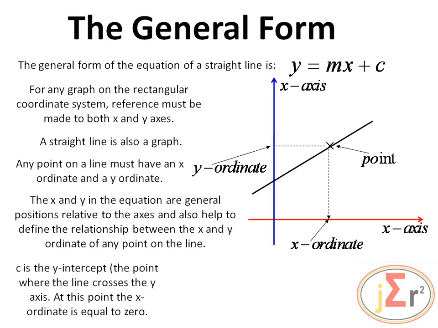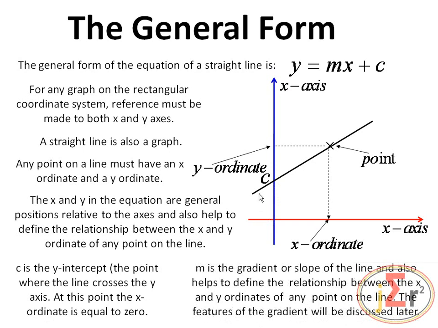C is the y-intercept, the point where the line crosses the y-axis. At this point, the x-ordinate is equal to 0. There's our point C. This is where it crosses the y-axis. So in y is equal to mx plus c, this c is the y-intercept where the line crosses the y-axis. Of course, if we draw a line like this to check on its position relative to the x-axis, we'll realize that the x-ordinate at this point is equal to 0.